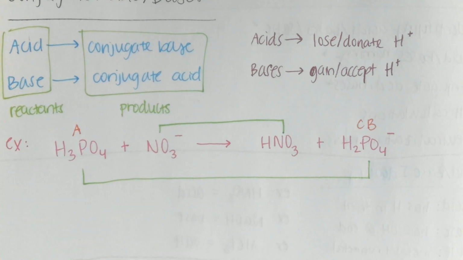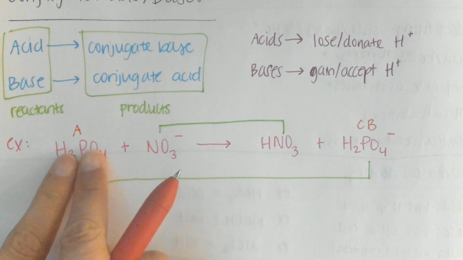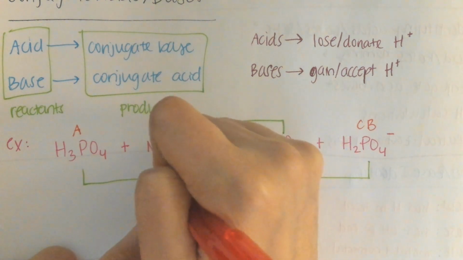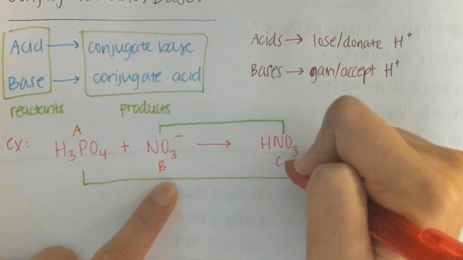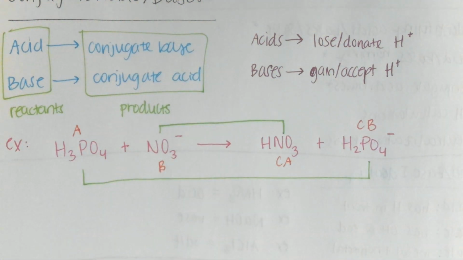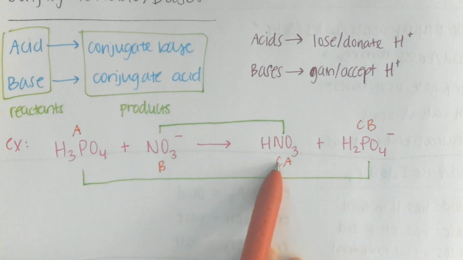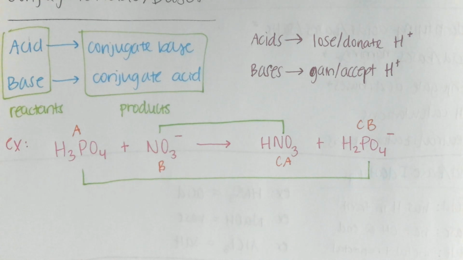Again, always think of it this way. Please be careful. Don't write acid, conjugate acid. Think of conjugate as meaning opposite, and the opposite of acid is base. And from there, it's just process of elimination. If this is the acid, NO3 is automatically the base, and it produces the conjugate acid. Which makes sense, because the base is accepting that hydrogen, so it gained the hydrogen.